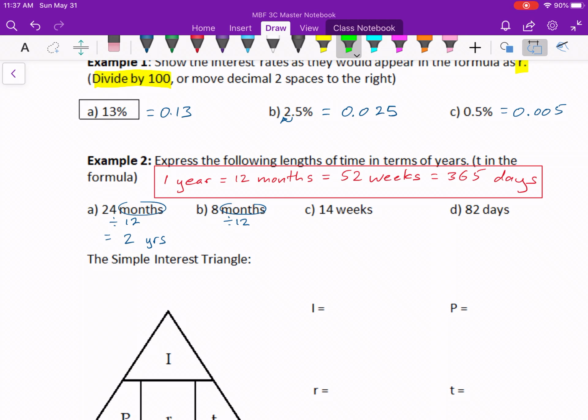In fact, let's do a little highlighting. So if I see the word months, I divide by 12. And so that equals 0.6 repeating, I'll call it 0.67.